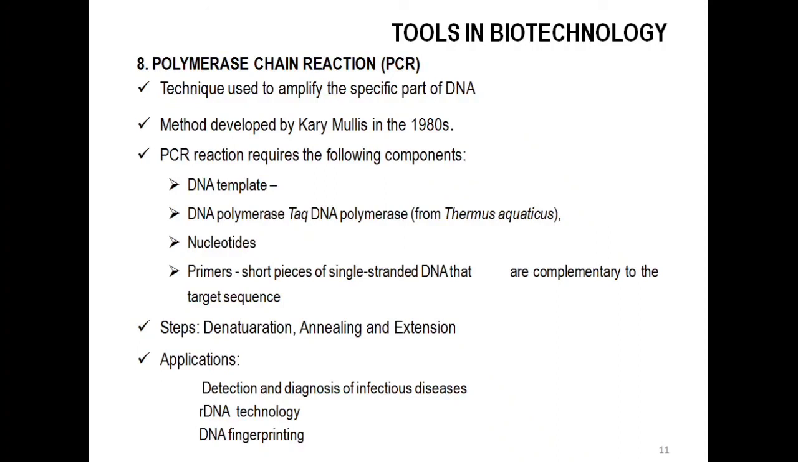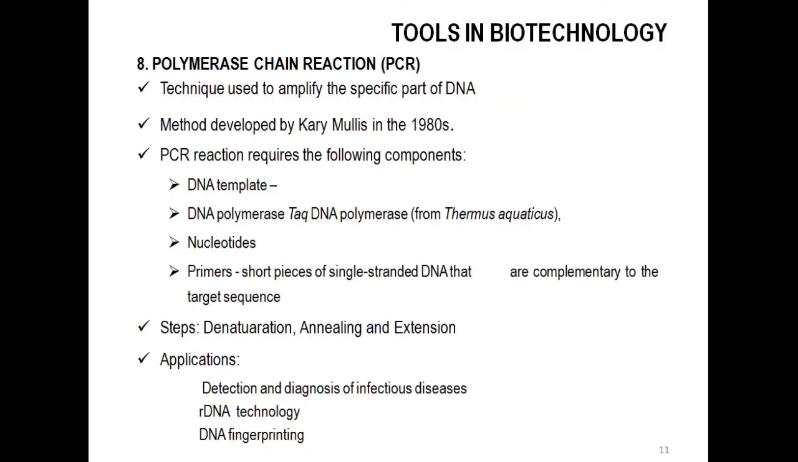And we have to use nucleotides. Nucleotides are the building blocks of DNA or nucleic acids. And we have to use a primer. This is a short piece of single stranded DNA that is complementary to the target sequence, and these primers will be complementary to the ends of the target DNA. Those are the components required for PCR.